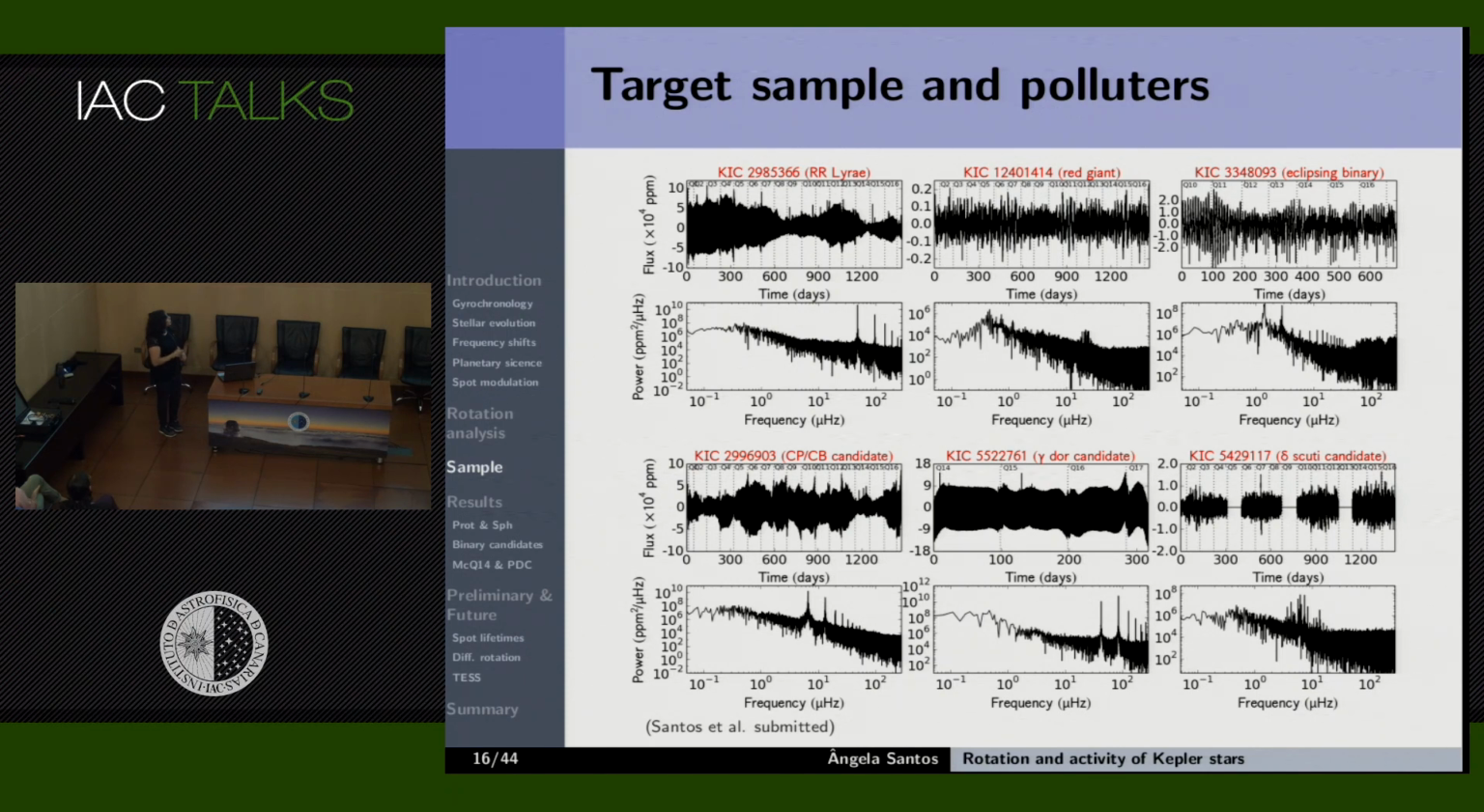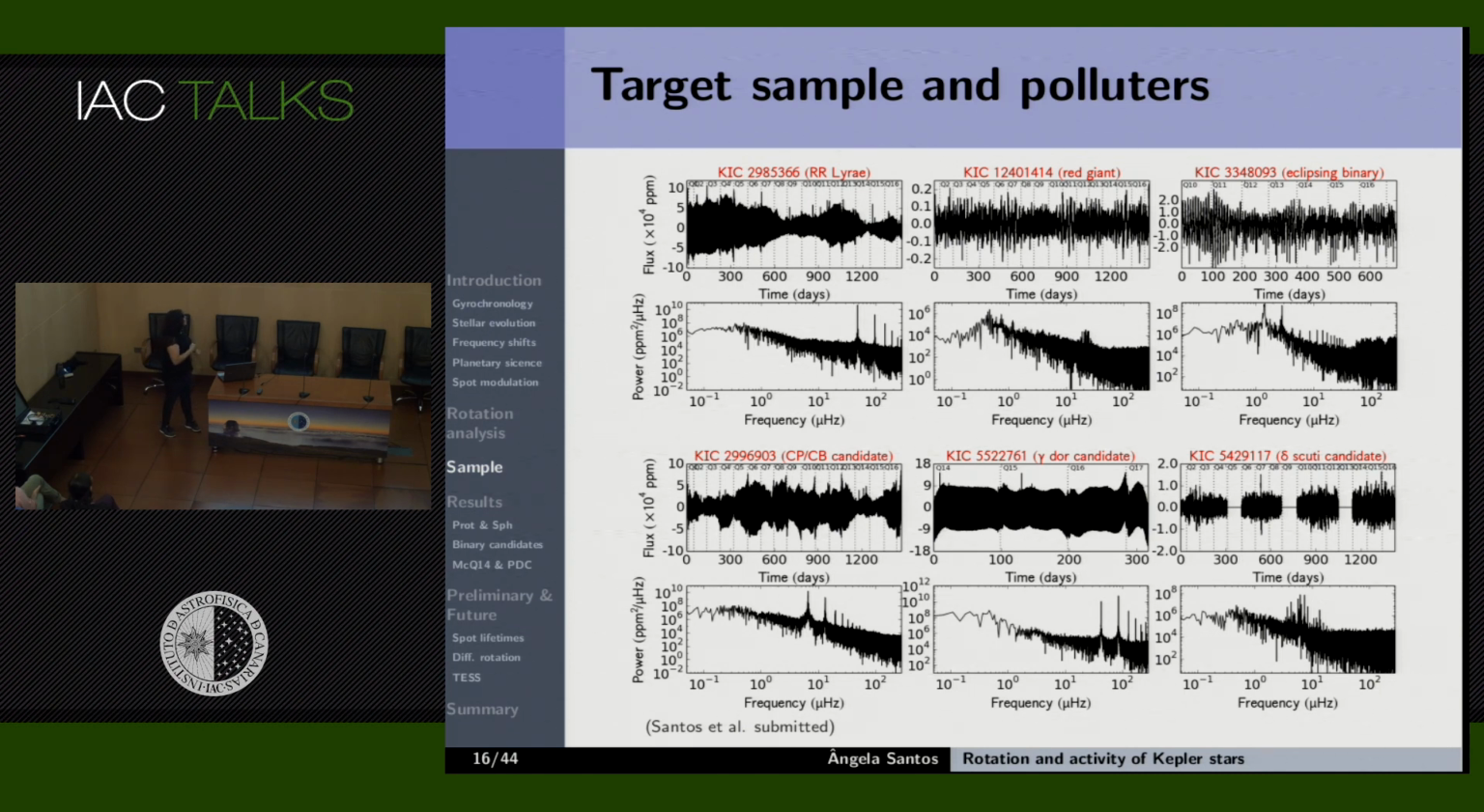I have a few examples here. We have a classical pulsator that is misclassified as a main sequence K star. And this is a red giant that is also misclassified. You can see here the p modes. This is an eclipsing binary, and we remove all the eclipsing binaries because the eclipses can be confused with rotation. And these are some of the targets that we also flag as possible classical pulsators or binary systems.